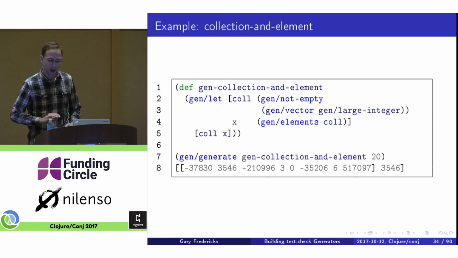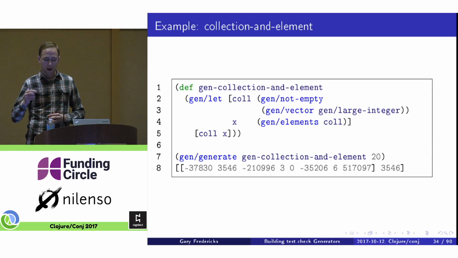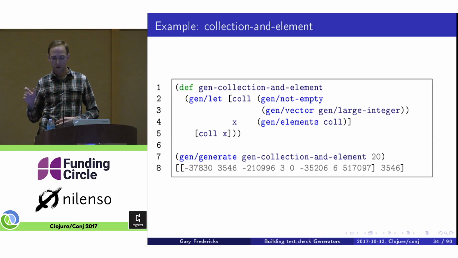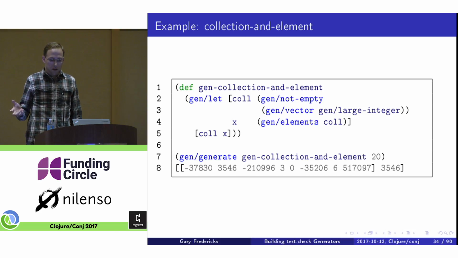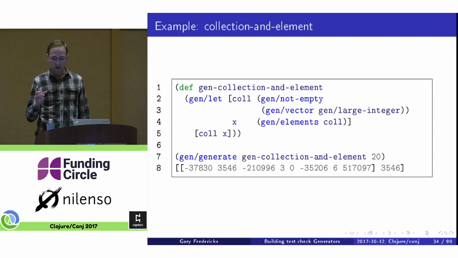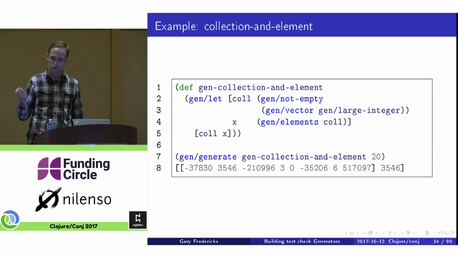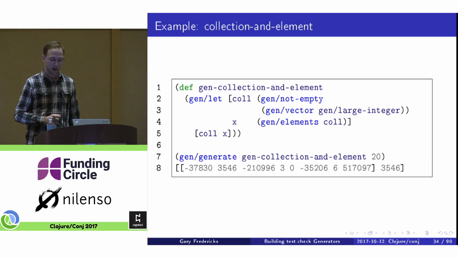So fortunately, we have a macro in the generator's namespace called let. This is based on the Clojure core let, except now paired up with names, we have generators, and so the names refer to the values generated from the generators and not the generators themselves. So in line 2, we have our non-empty collection generator, and we give a name to the collections being generated, and then we can take that collection and pass it into the elements generator on line 4, give a name to the random element x, and then wrap those up in a pair. And so this does the exact same thing as the previous slide, but it's hopefully a bit more readable.